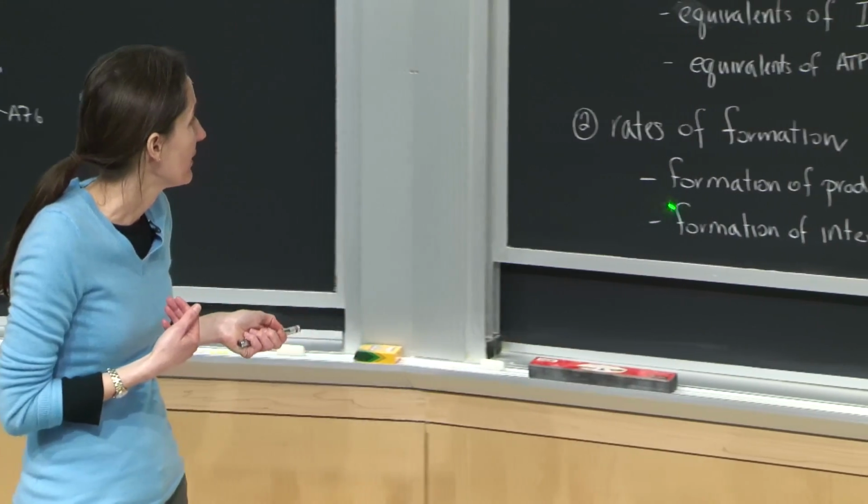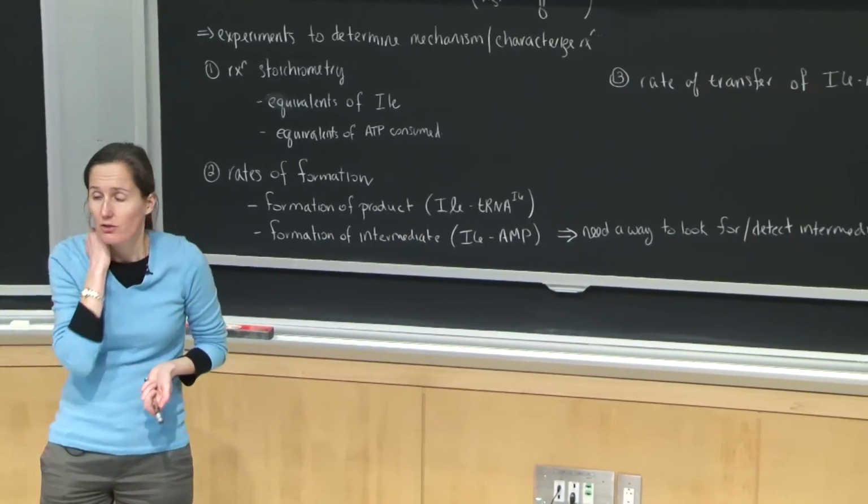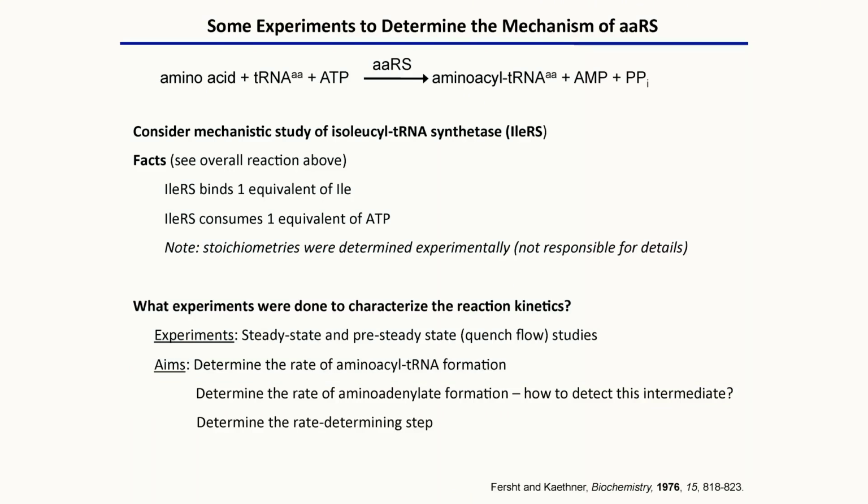So now we need to think about points 2 and 3 to characterize the reaction kinetics. So what experiments were done? There are several different sets of experiments, some of which we're familiar with from 705 or 507, and others that will be new and presented in more detail in recitation this week and next week. So we can imagine doing steady-state kinetic experiments, as well as pre-steady state kinetic experiments. Okay, and the general aims here are, one, to determine the rate of aminoacyl tRNA formation, and two, to determine the rate of aminoadenylate formation, so this intermediate, and again, we need a method to detect the intermediate.